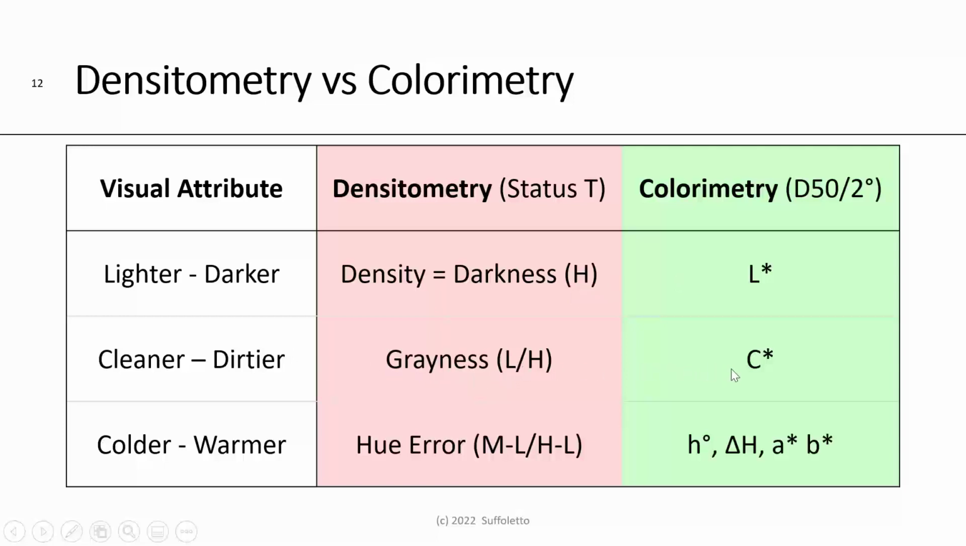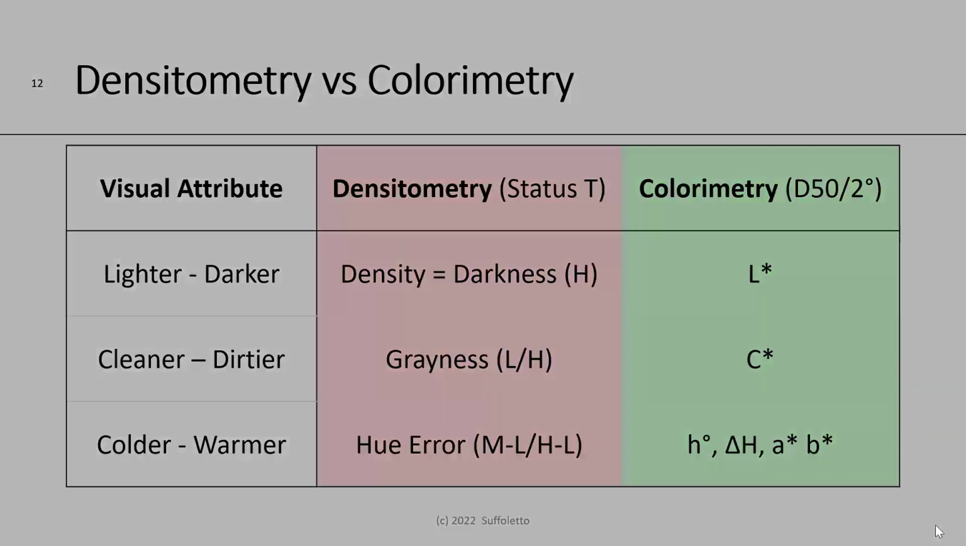And then colorimetry, that's C-star. Colder and warmer, with densitometry, that's called hue error. That's the middle filter minus the lowest, divided by the highest filter minus the lowest. And then colorimetry, that would be the hue angle, the delta H, the A-star, and the B-star.